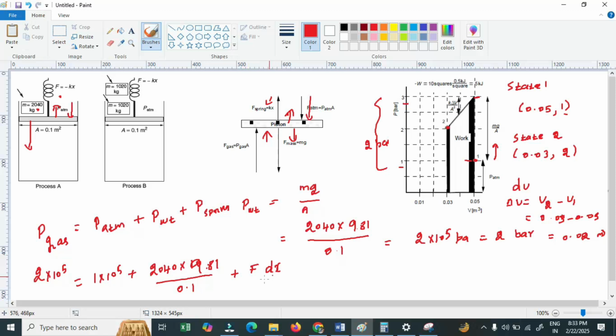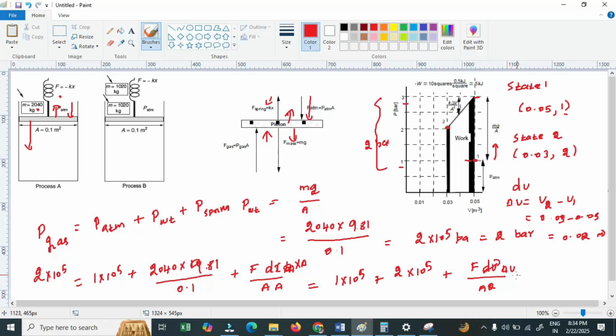Okay, to convert into dV, prior to that I need to convert the force into pressure by dividing by A. So I'll have here 1 multiplied by 10 power 5 plus this will be around 2 multiplied by 10 power 5 and plus, here it should be multiplied by A. Okay, multiplied by A and divided by A. Therefore I can convert dx into dV. So F dV divided by A square, this dV can be written as del V.